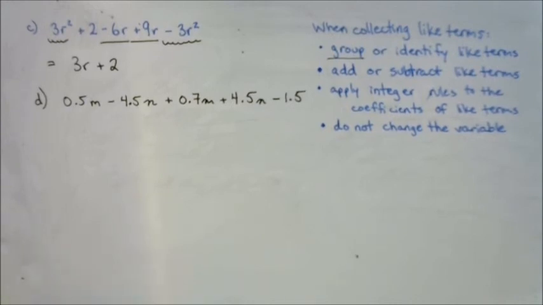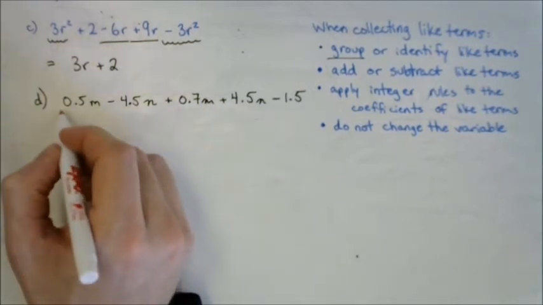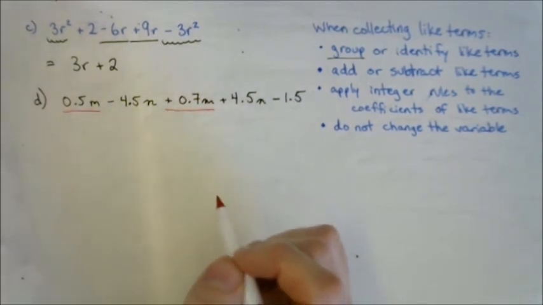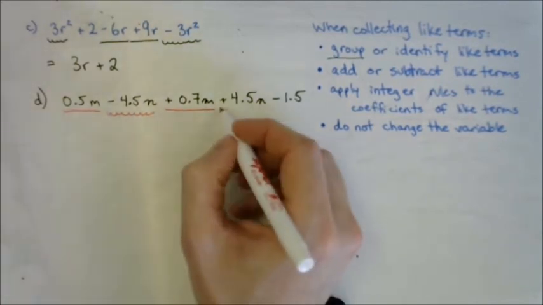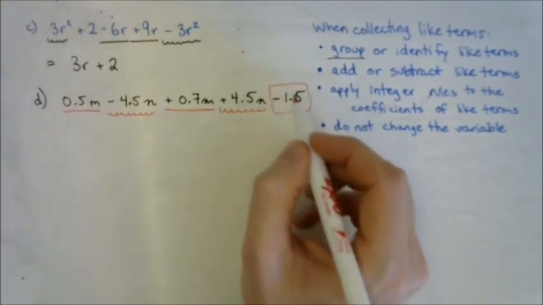Identify like terms. 0.5m with 0.7m. Okay, so we can group our m's together and keep the positive sign in front of it. Any other ones? Negative 4.5n and positive 4.5n. And we can group our n's together, keeping the signs with them. And those cancel each other. Our constant just stays there.